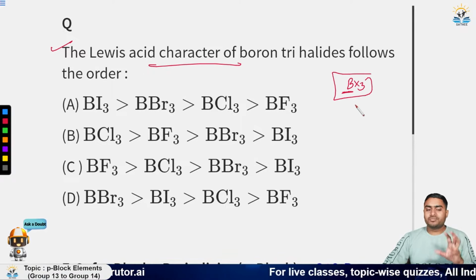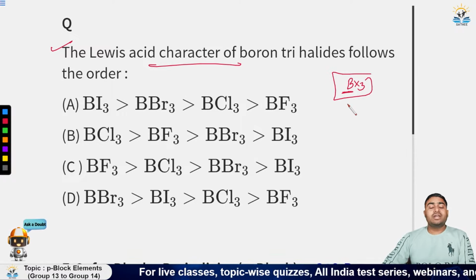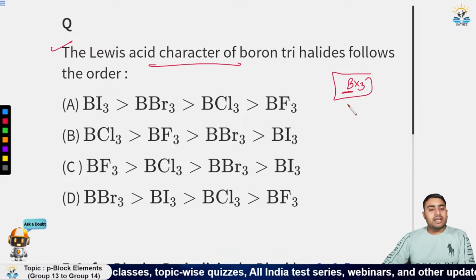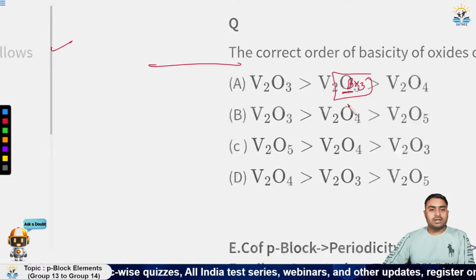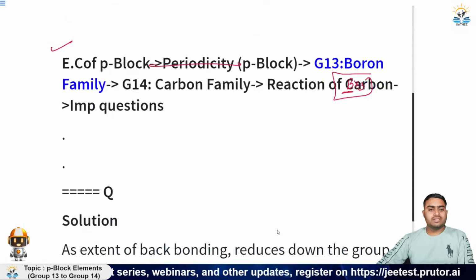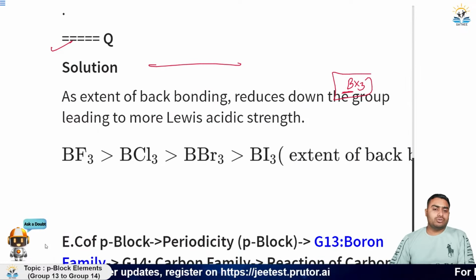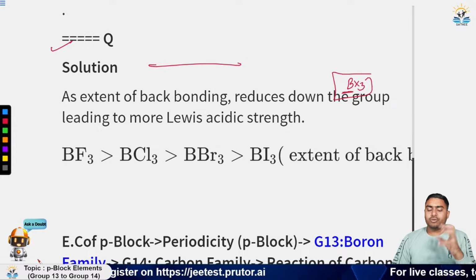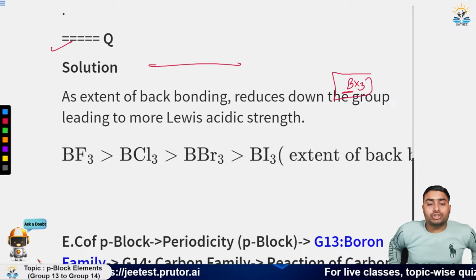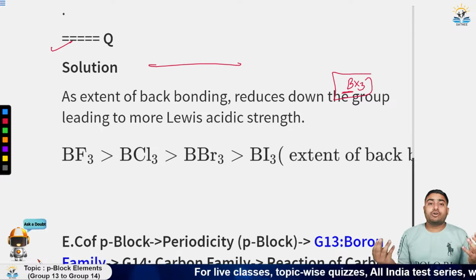So boron is the same, but the size of fluorine, chlorine, bromine, and iodine is changing. The electronegativity value is changing, the ionization energy value is changing. So let's understand the answer to this particular question. You can see here the solution. As the extent of back bonding reduces down the group, you know very well, extent of back bonding reduces down the group because back bonding takes place in those orbitals which are of the same energy.